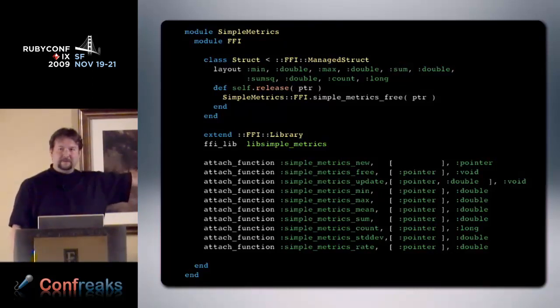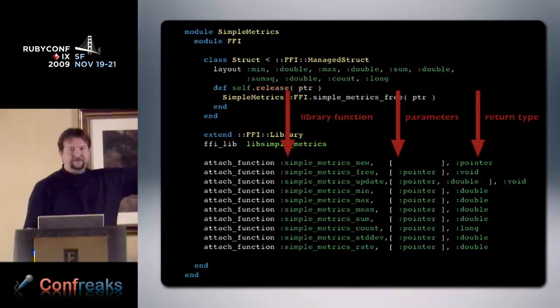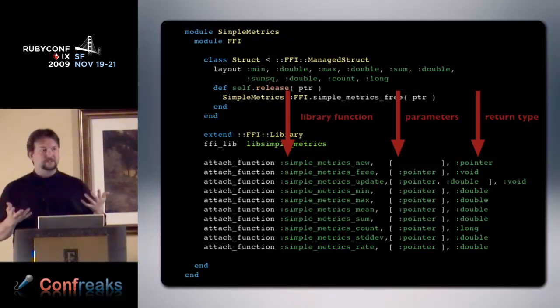And then all we do here is describe each method. So we're going to say, I'm going to attach a function called new. This is our library function as a symbol. It's basically attach function takes three parameters. The first one is the symbol name of the function you're calling. The second one is an array of the arguments. And the third one is the return. So pretty simple. So we have here new, doesn't take any arguments, returns a pointer. Free takes a pointer, returns void. Update takes a pointer and a double, returns void. So all these basically map directly to the header file. It was a couple slides back.